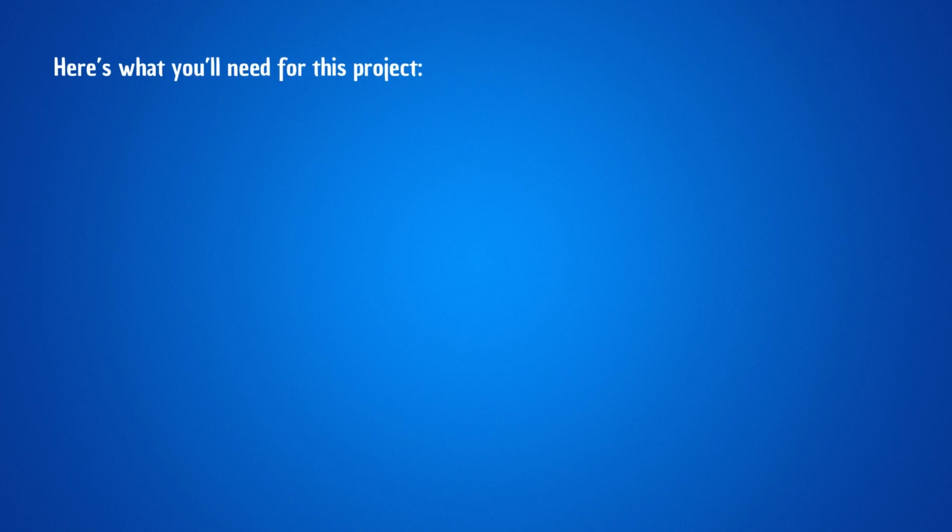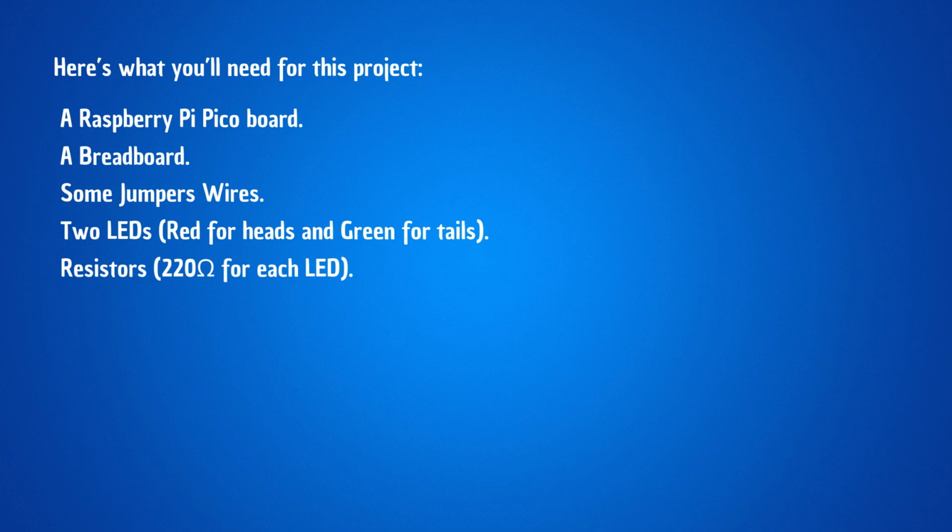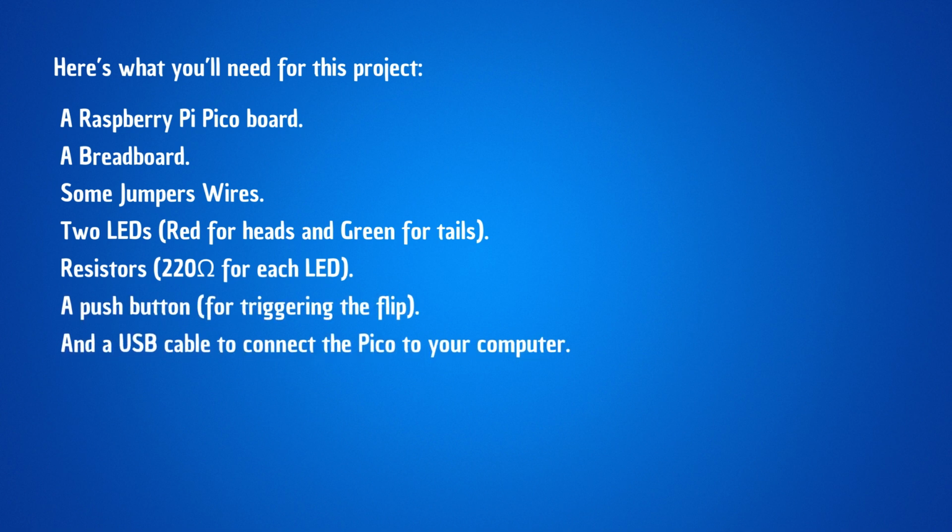Here's what you'll need for this project: a Raspberry Pi Pico board, a breadboard, some jumper wires, 2 LEDs, red for heads and green for tails, resistors, 220 ohms for each LED, a push button for triggering the flip, and a USB cable to connect the Pico to your computer.